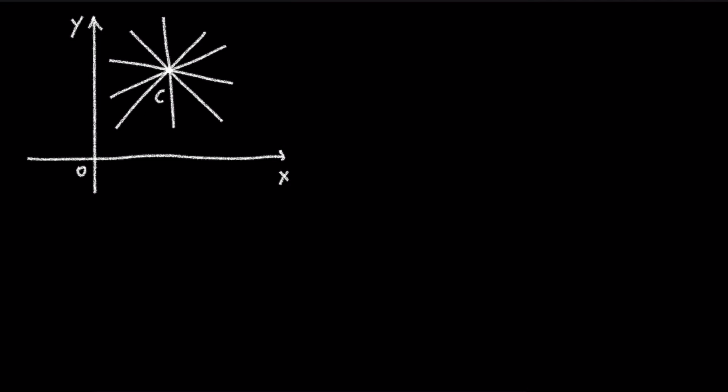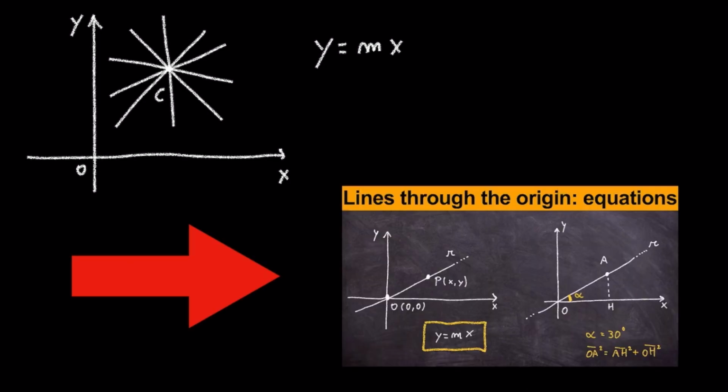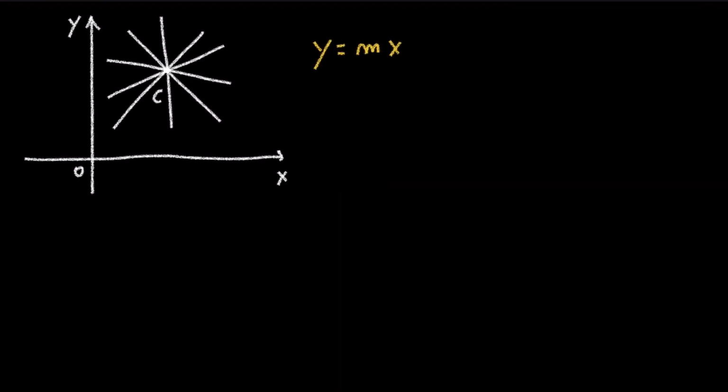We already know that a line passing through the origin, except for the y-axis, is represented by the equation y equals mx, where m is the slope of the line. Please refer to this video if you want to know more about lines through the origin. I will leave the link in the description. Therefore, the equation y equals mx, where m is a variable in R, represents the proper bundle of lines passing through the origin, excluding the y-axis.